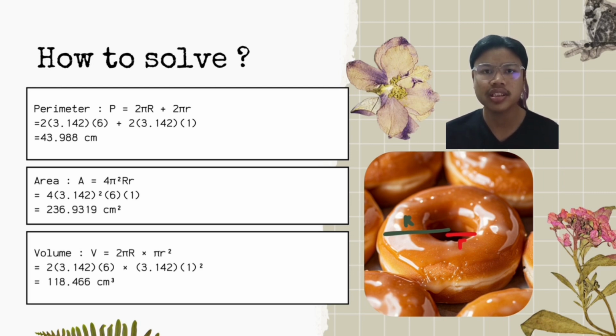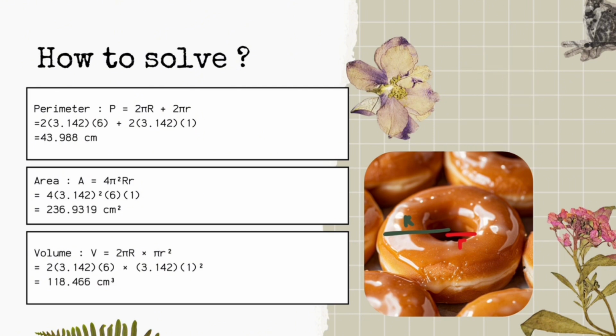and the distance the tube travels around the donut hole to make the donut shape. The formula for the former is pi r squared, while the latter is 2 pi capital R. Add the values into the formulas, then multiply them with each other and you get the volume of the donut, which equals 118.466 cubic centimeters. That's all.